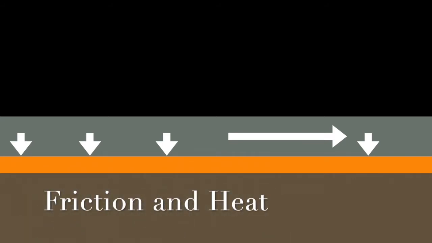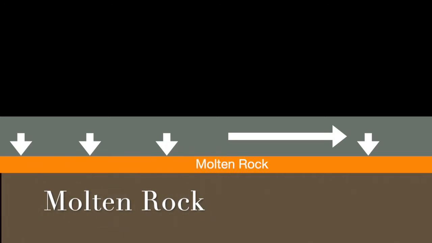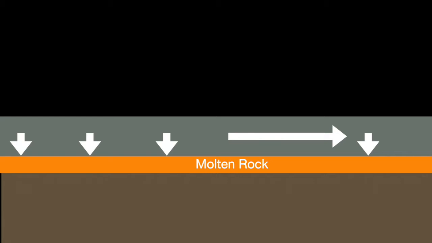The downward force, or the weight of the material as it moves over the older crust material, creates friction and heat. Friction turns the layer of material between the newer and older material into molten rock. The molten rock becomes the lubricant for the tectonic wave as it moves over the older material.